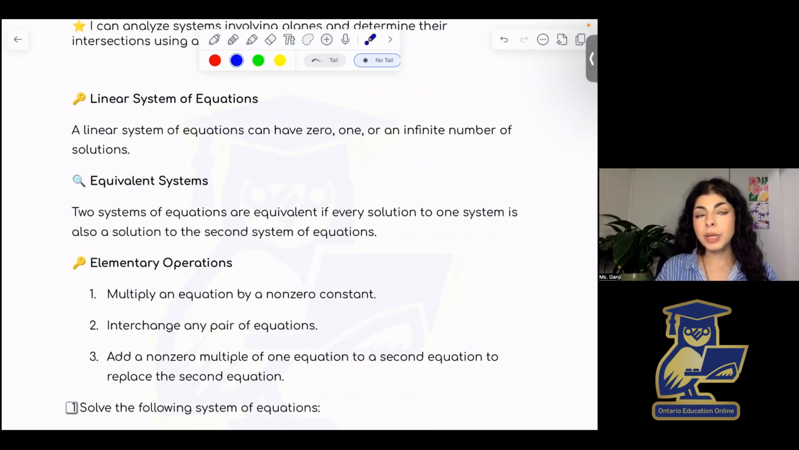This is a definition, but it can also be used as an if and only if. So if any solution to one system of equations is a solution to another system of equations, then we can conclude that these two systems are equivalent.